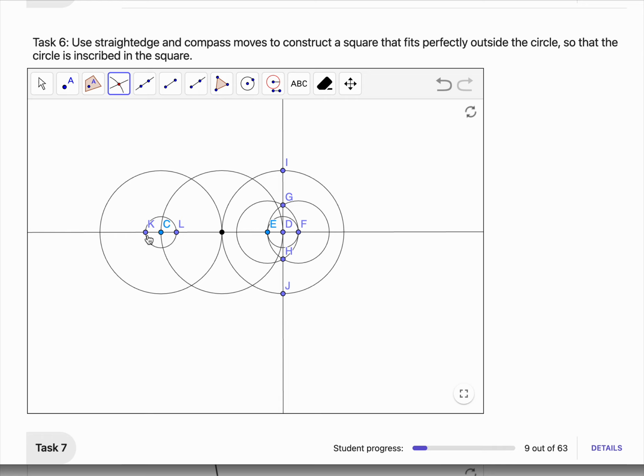That's K and L. K and L are the same distance away from C, so C to L is the same as C to K. And because I borrowed, or copied, the radius from over here, it means that from D to E is the same as from C to L. Pretty cool, huh?